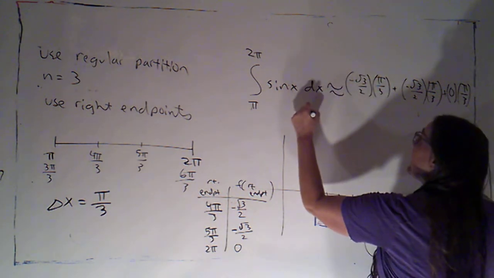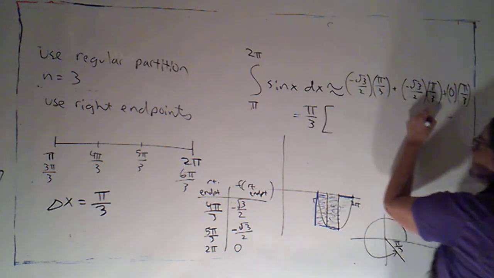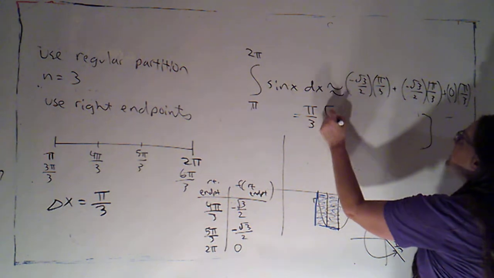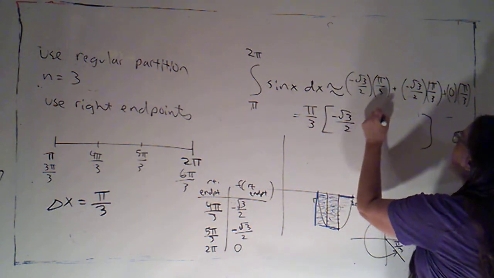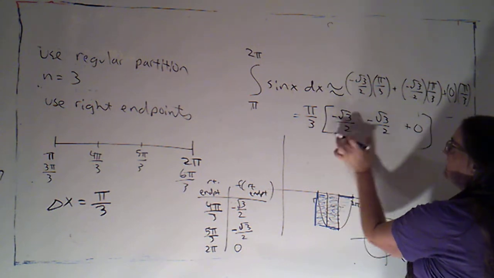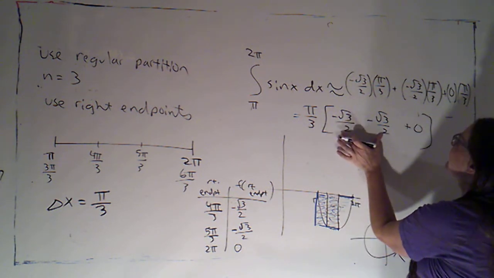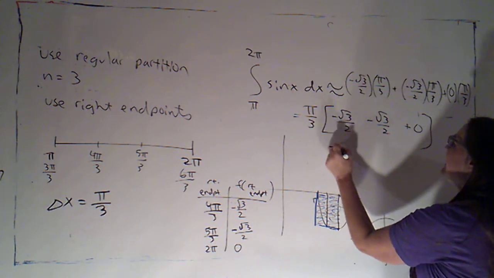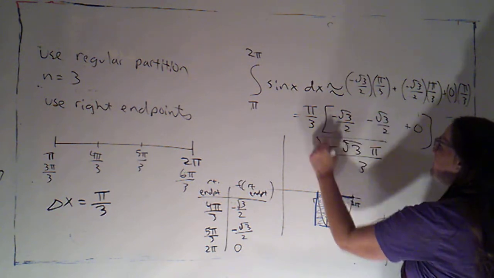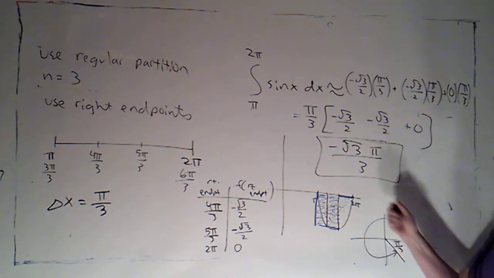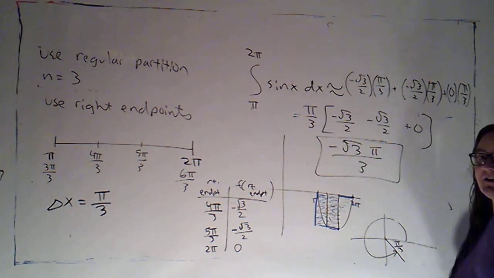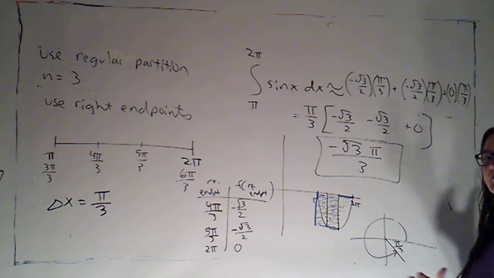Of course, I can factor out that common base of pi over 3. And if you're comfortable going right to that, it's totally fine. It's pi over 3 times negative root 3 over 2 minus root 3 over 2 plus 0. So that's 2 copies of negative root 3 over 2. So that's just negative root 3. So I get negative root 3 times pi over 3. That would be this estimate that I get using a Riemann sum now to estimate signed area rather than just estimating purely geometric area.